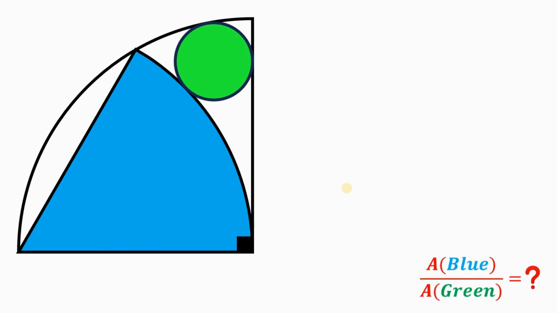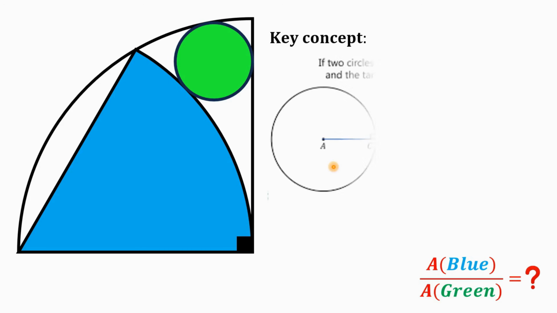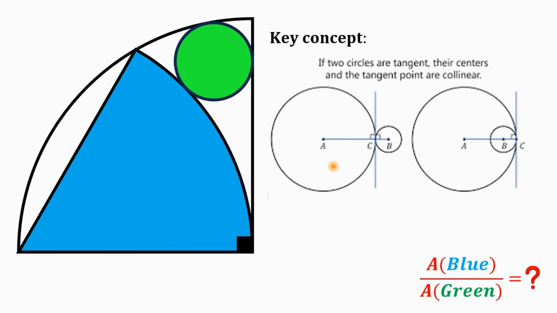In order to answer this kind of question, we need this key concept. And that key concept is this. If two circles are tangent, then their centers and the point of tangency are collinear. So the important points here are the centers of this figure and the point of tangency. And here are those centers in this sector, this part of the circle. So this is the center, and this is a quarter circle. This is the center, and of course we have here the circle, and of course the point of tangency.